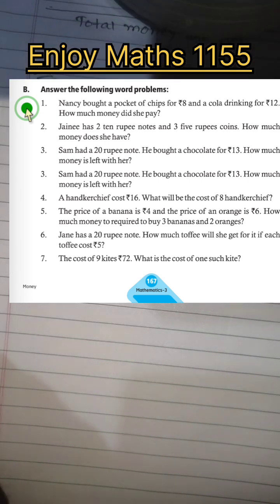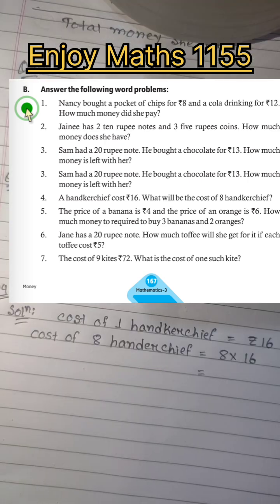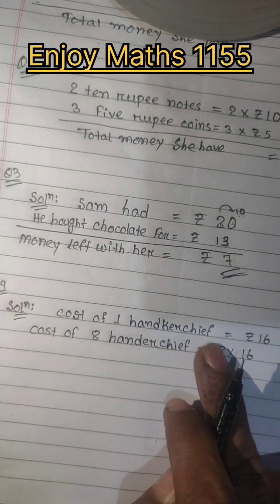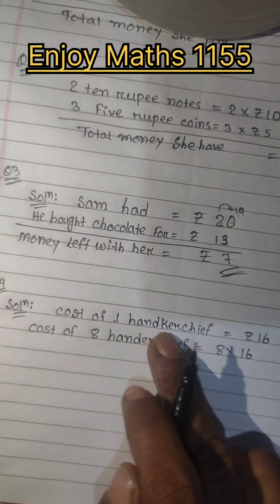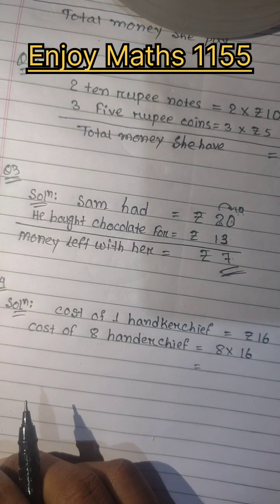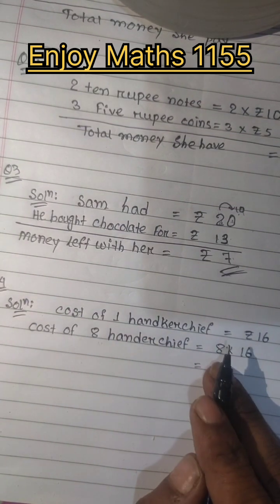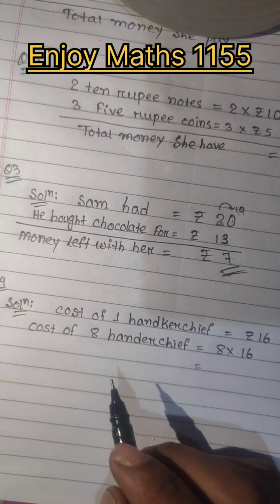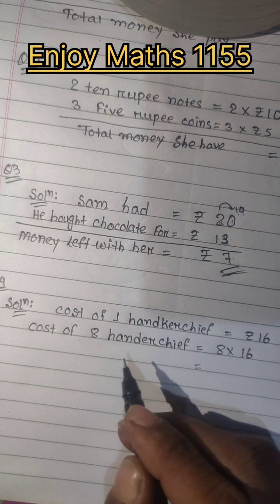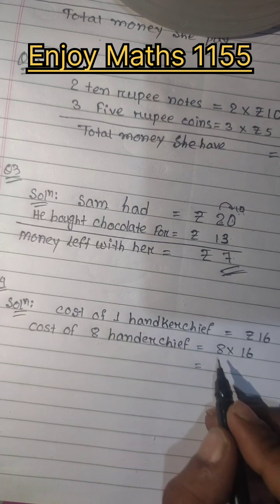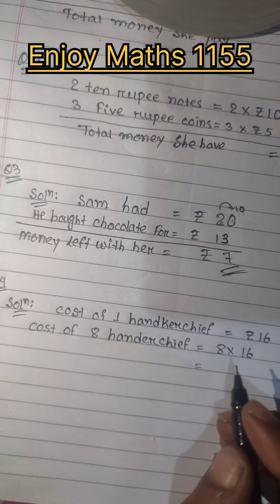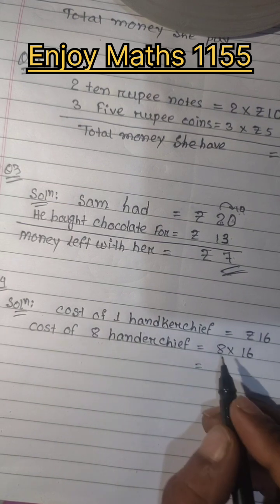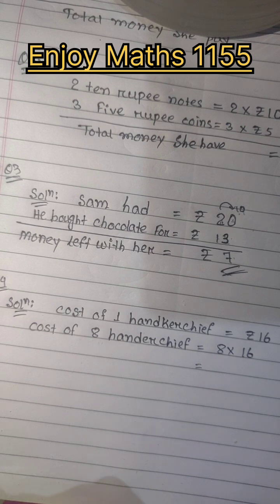See what we have to do. Let's start the solution. Here is given the cost of one handkerchief. What is the cost of one handkerchief? 16 rupees. We have to find the cost of 8 handkerchiefs. So what will we do? We have to multiply 8 into 16. That means one handkerchief costs 16 rupees, and we have to find the cost of 8 handkerchiefs. So let's multiply 8 into 16.